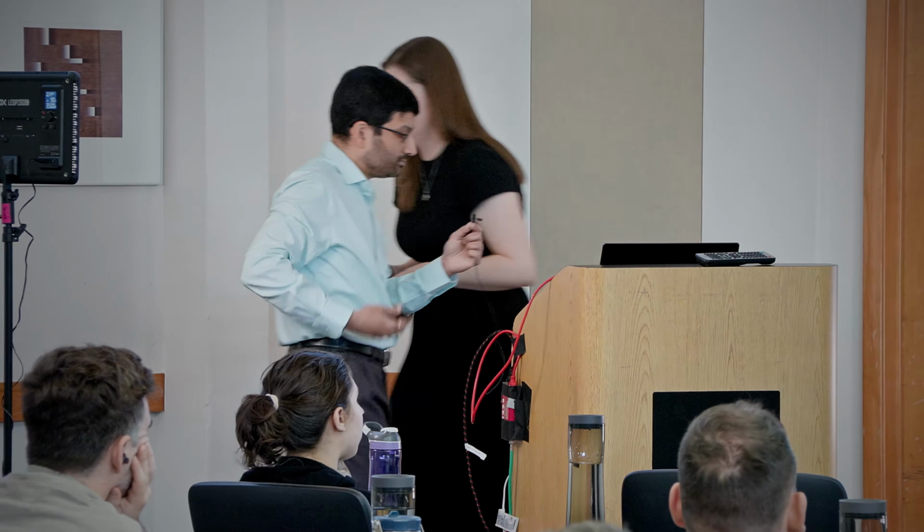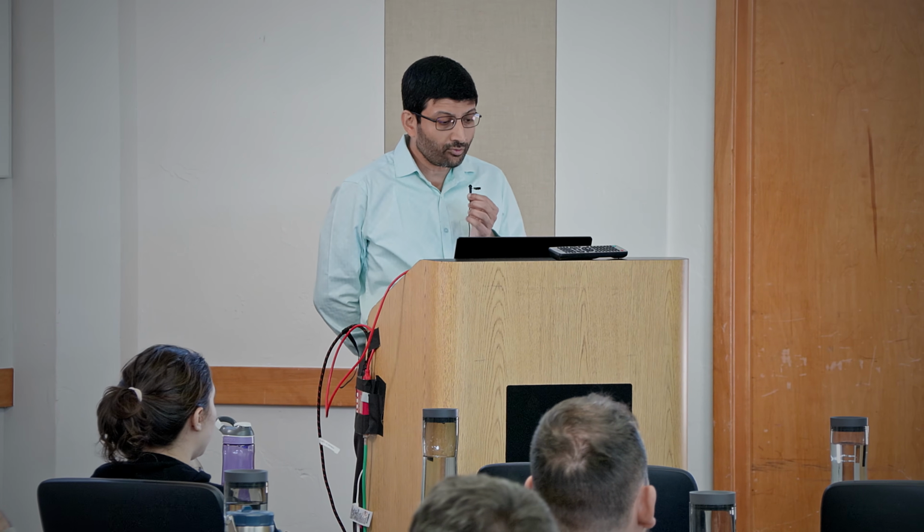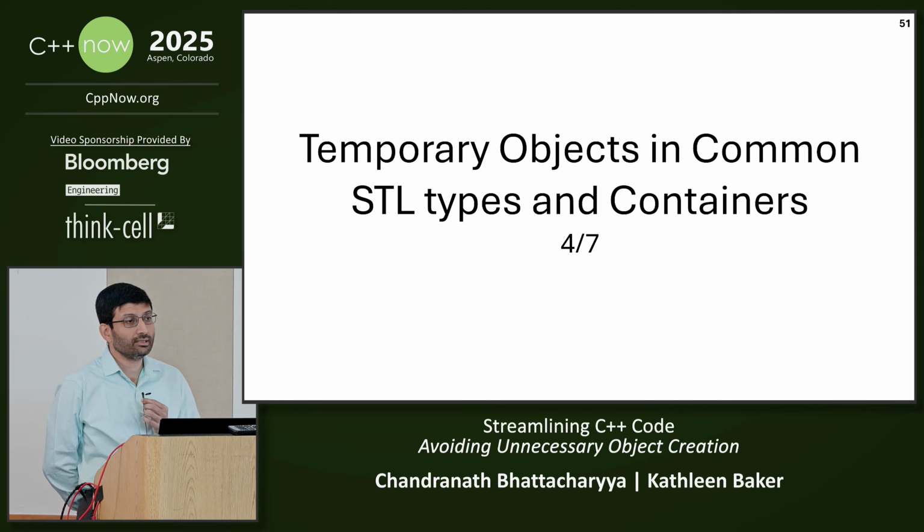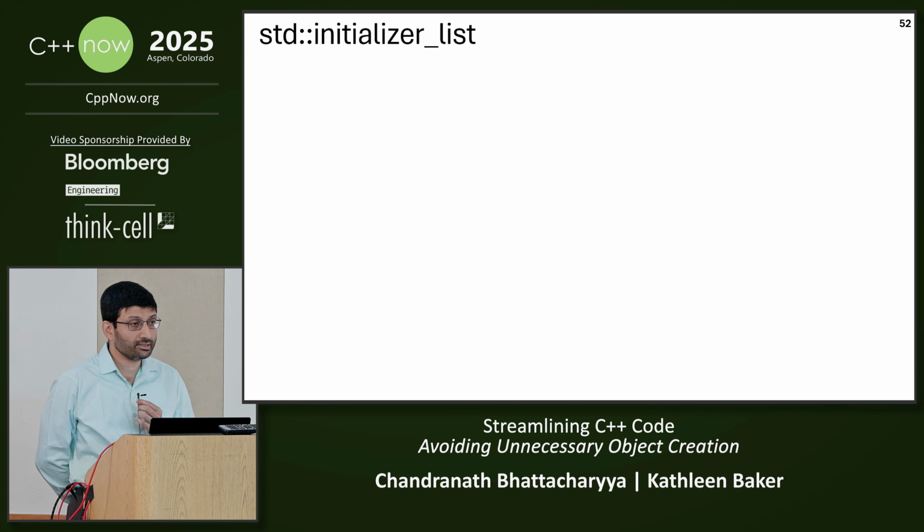Thank you, Kathleen. Let's move on to section 4 out of 7, temporary objects in common STL types and containers. So first type, initializer list.